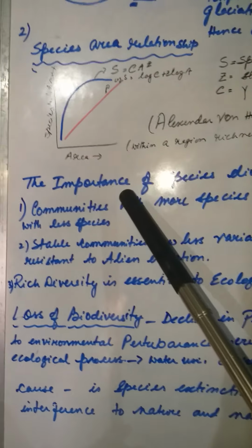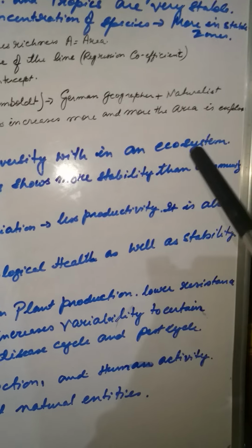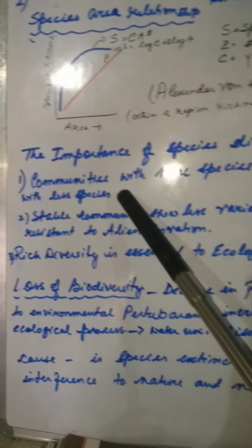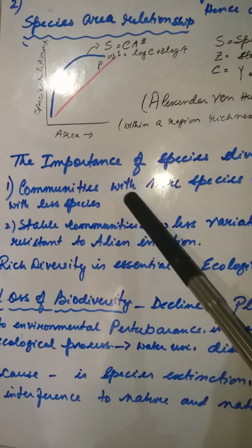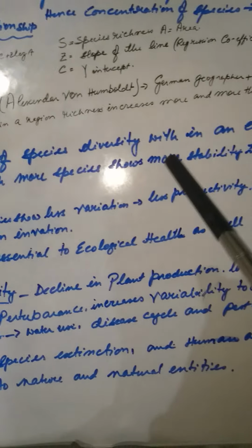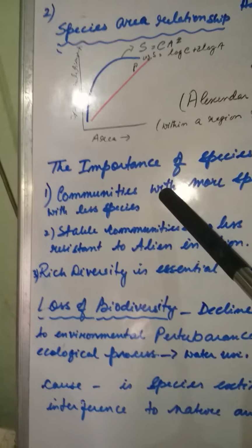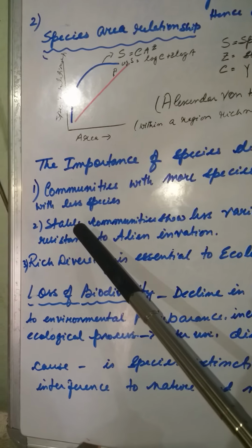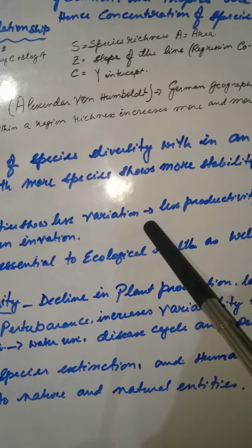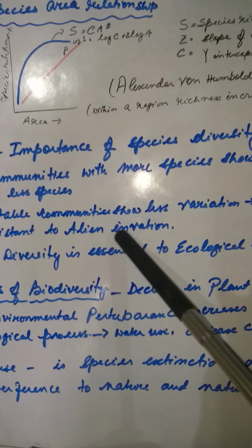Now we are coming to the next topic: what is the importance of species diversity within an ecosystem? Species diversity gives stability. Communities with more species show more stability than communities with fewer species. Stable communities show very little variation, less productivity variation, and are also resistant to alien invasion.